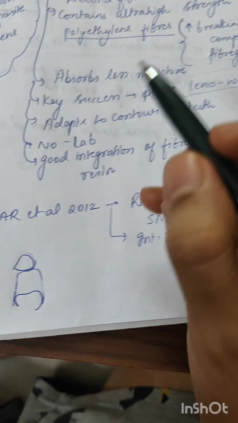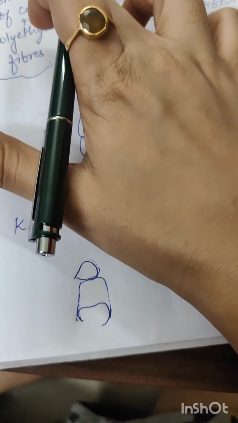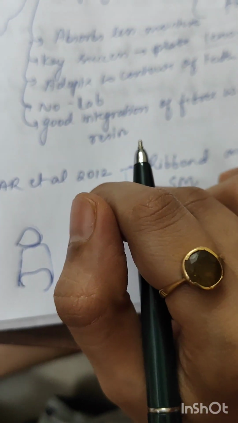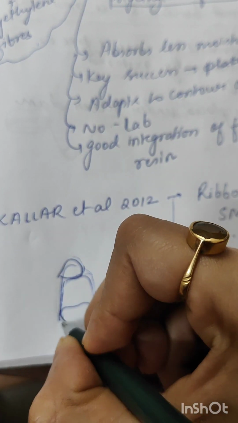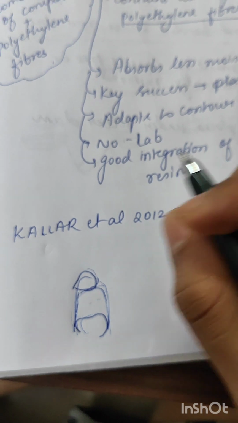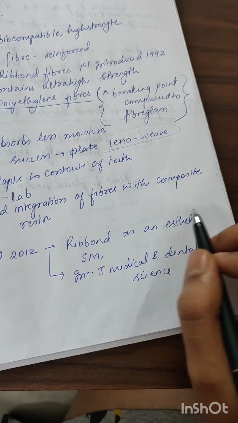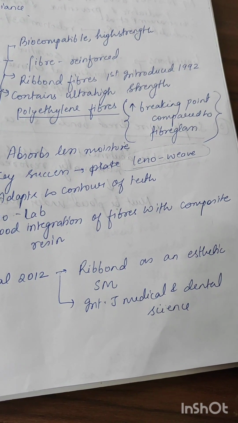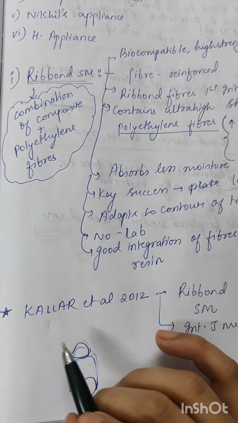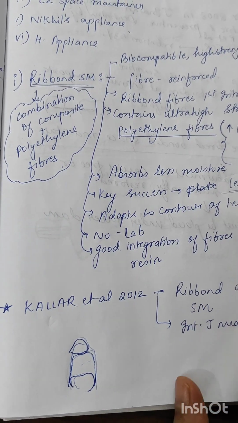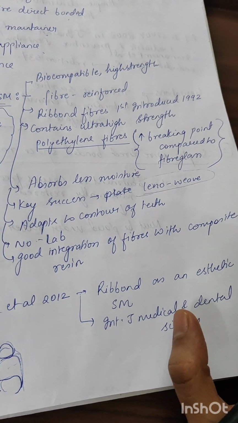Okay, the study was done by Kalra et al. I remember it as color ribbon color 2012. This will be made up of composite. Okay, ribbon space maintainer, that's it. This is my tooth, this is the space loss, this is the tooth. Kalra et al. 2012 said that ribbon is an aesthetic space maintainer. It was published in the International Journal of Medical and Dental Science.